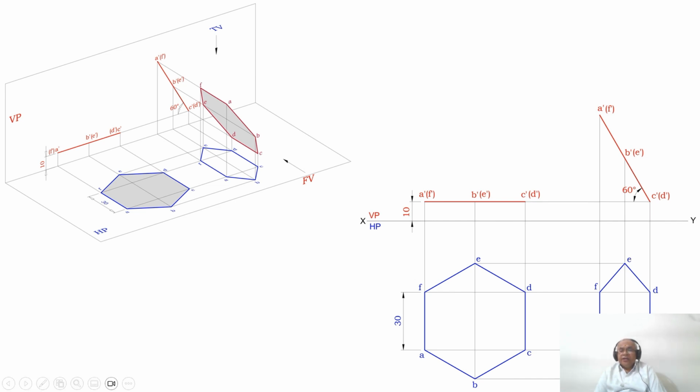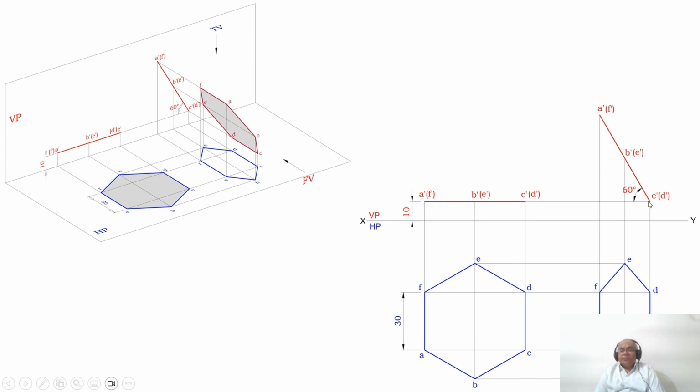Then join A to B, B to C, C to D, D to E, E to F and F to A with a dotted line. So once you do that, we have completed the second position front view and also the second position top view. So what is the position of this with reference to both HP and VP? The surface is inclined to HP at 60 degrees and it is still perpendicular to VP, therefore you are getting a line in the vertical plane.